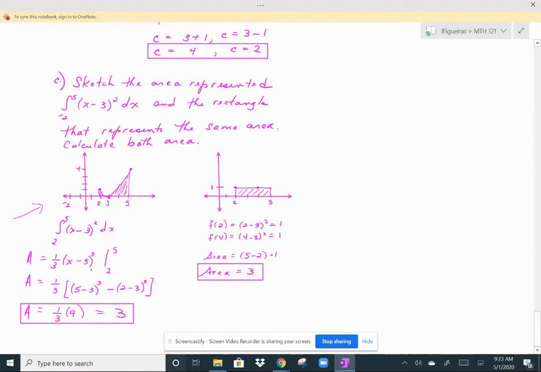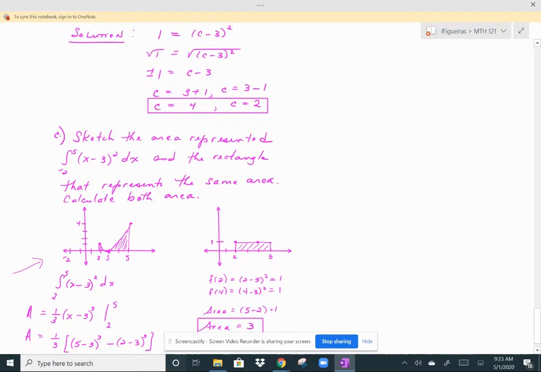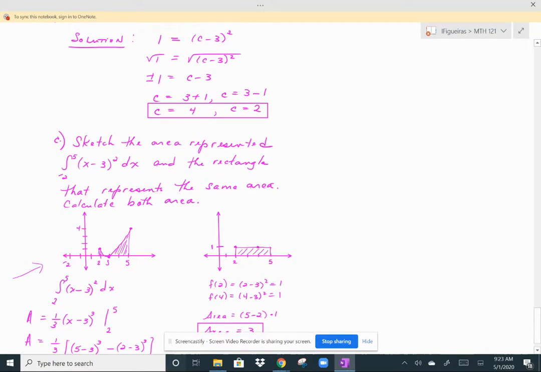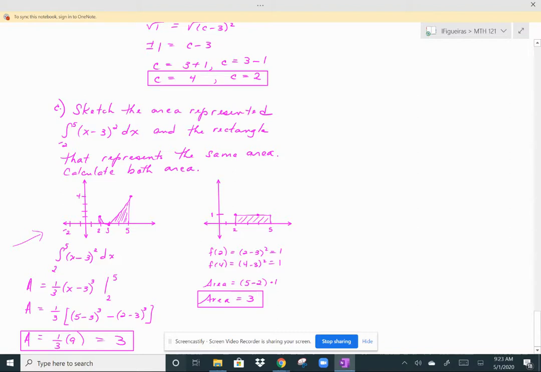When you compute that area just by doing the antiderivative and plugging in your limits, you get that the area under the curve has a value of 3 units. Similarly, you want to show the interval from 2 to 5. And remember, f of c is equal to 1. So if you were to plug in 4 or 2 into the original function, you get that f of 4 or f of 2 both equal 1. So that's the height, or the function value, right?